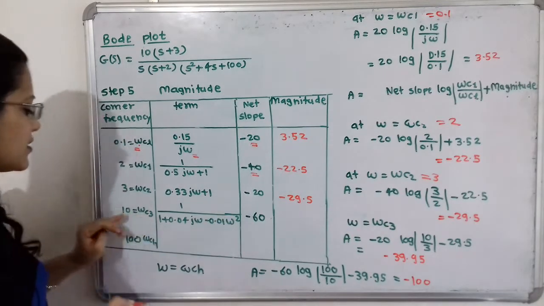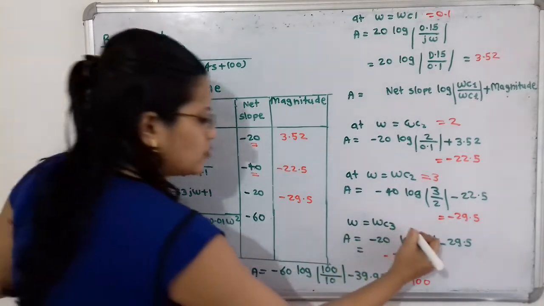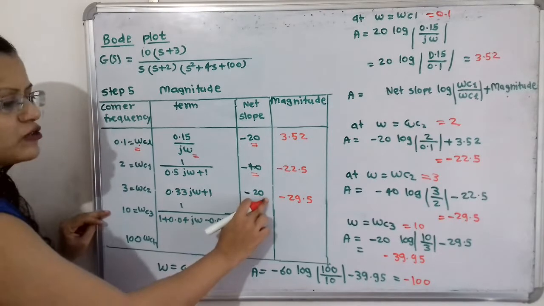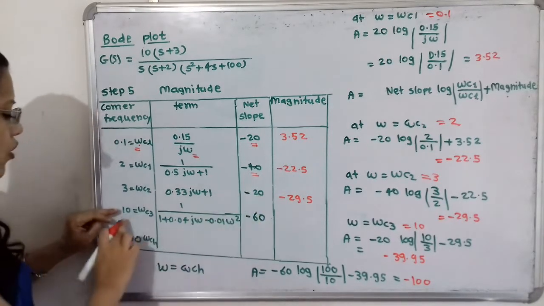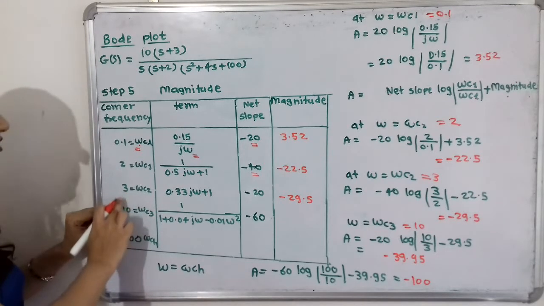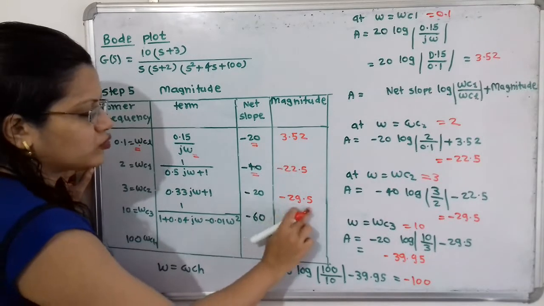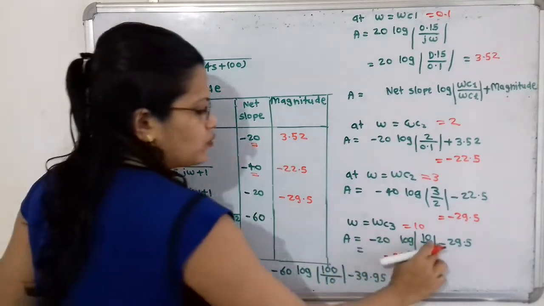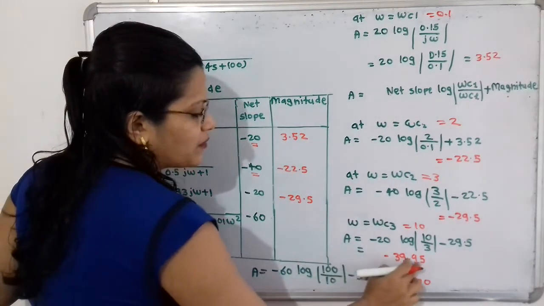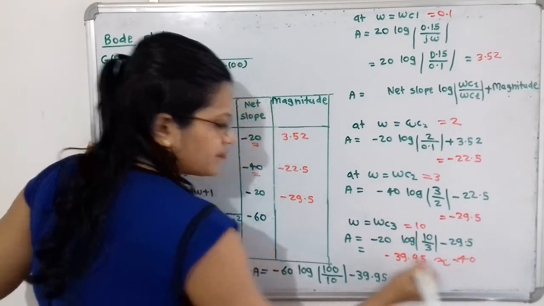Now we will consider omega is equal to omega C3, and this omega C3 is equal to 10. So again we will consider previous net slope. So previous net slope is minus 20. Then log of, we have to take ratio, that is omega C3, 10 divided by 3, that is previous corner frequency, plus we have to consider magnitude. So here is minus 29.5. So we will consider minus 29.5. So answer is minus 39.95. So approximately we will take minus 40.